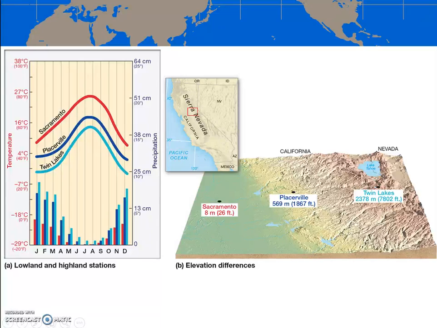Your textbook has an example that's quite local to us. Consider Sacramento, Placerville, and Twin Lakes. Three cities at about the same latitude, but very different altitudes, right? And you can see the effect of temperature basically going down as you go up in elevation.